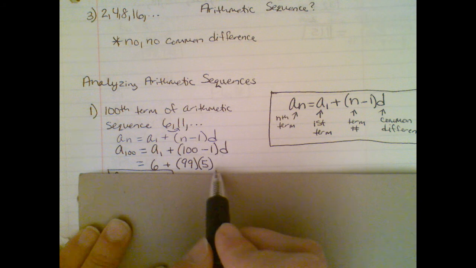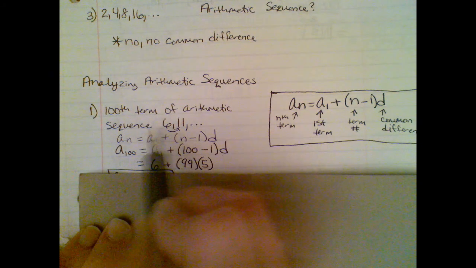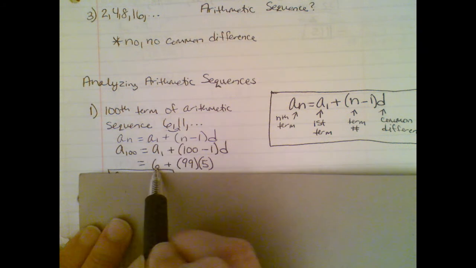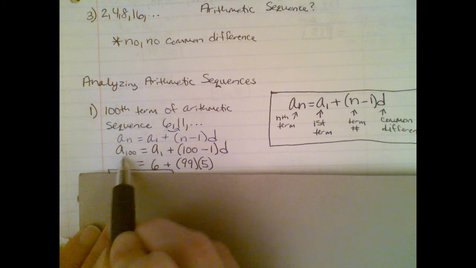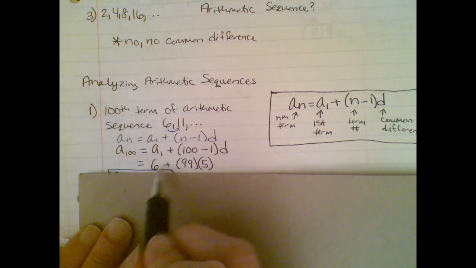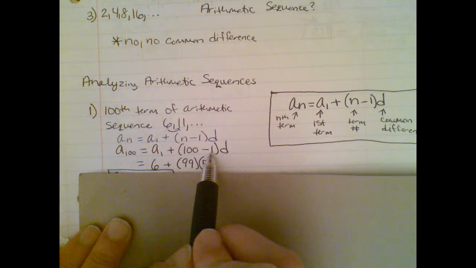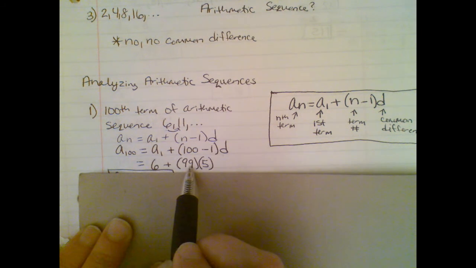One other thing that we know is this a sub 1 is our first term. We know our first term is 6, so we can substitute that in. Now if we simplify this down, we're going to get that 100th term, what we're trying to solve for. So make sure of order of operations, we're going to take 100 minus the 1, do parentheses first, and that's how we get the 99.